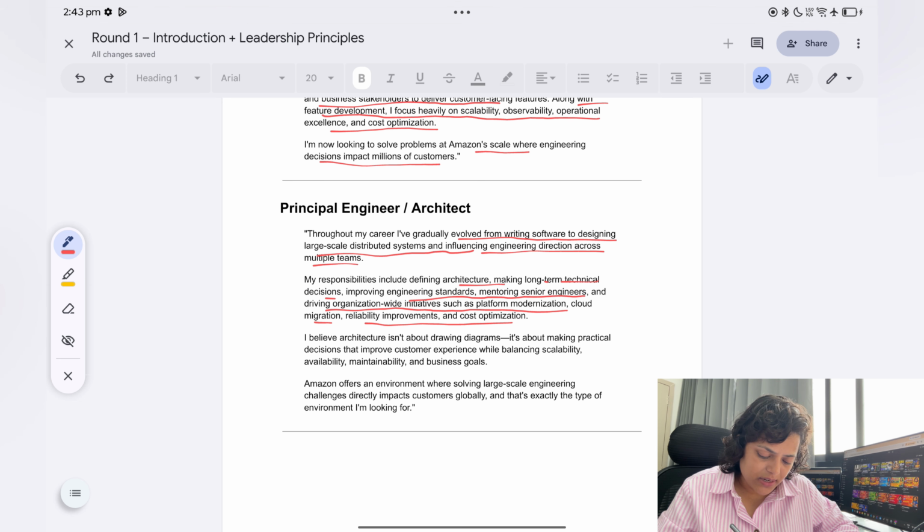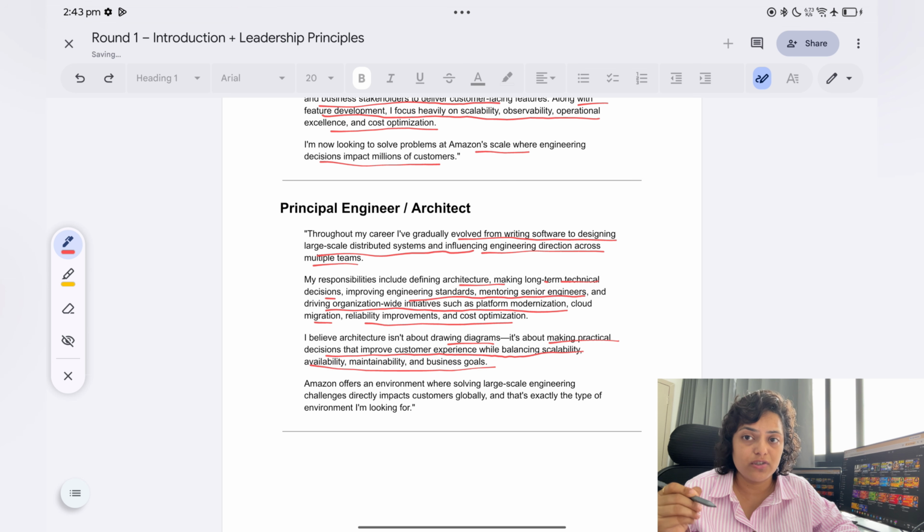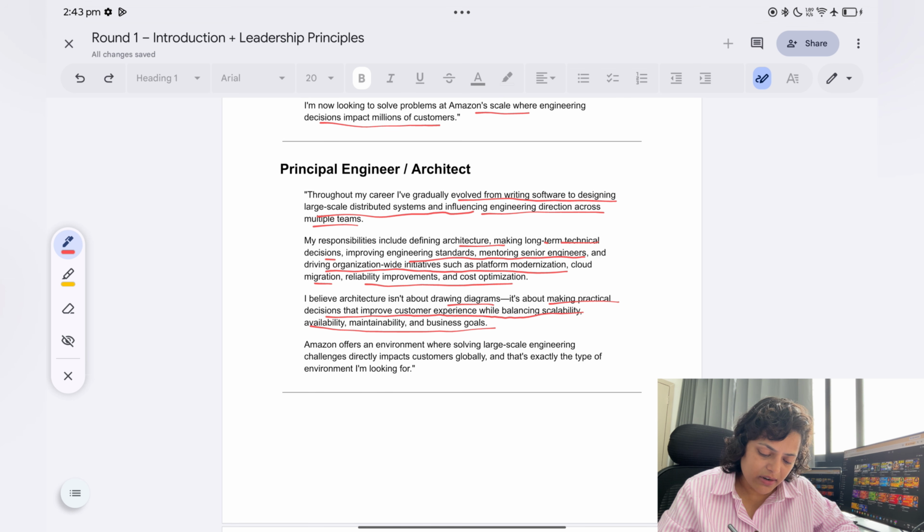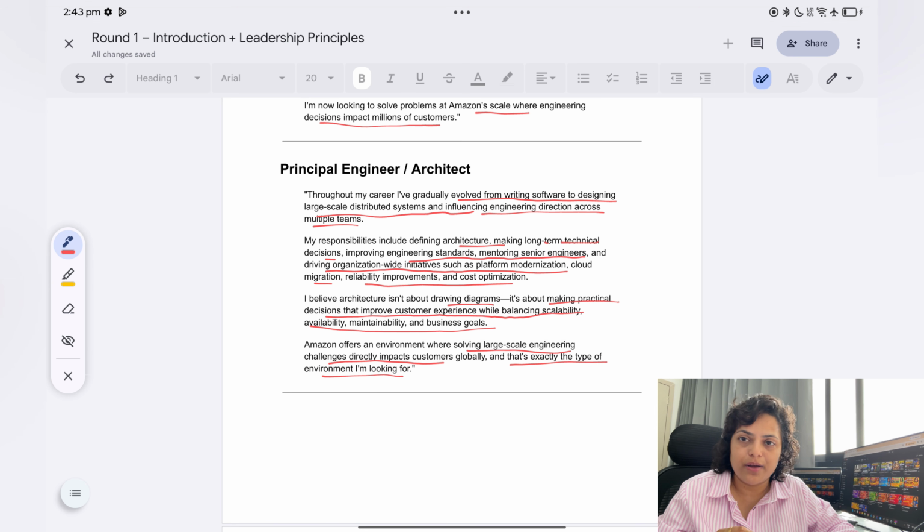Now, I believe architecture is not about drawing diagrams. It's about making practical decisions that improve customer experience while balancing scalability, availability, maintainability, and business goals. Business goal is very important, right? So, Amazon offers an environment where solving large-scale engineering challenges directly impacts customers globally, and that's exactly the type of environment I'm looking for. So, this kind of answer you have to give for this question.